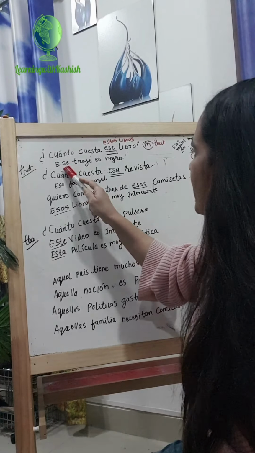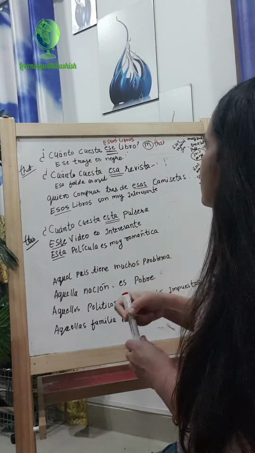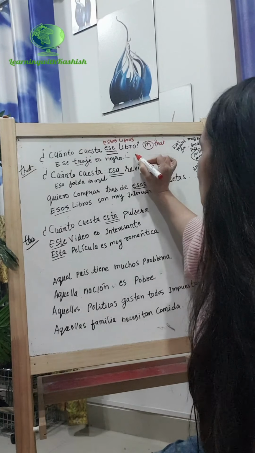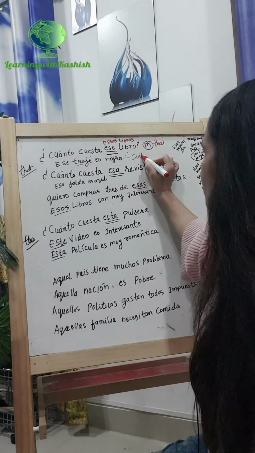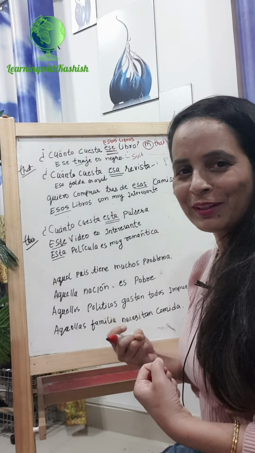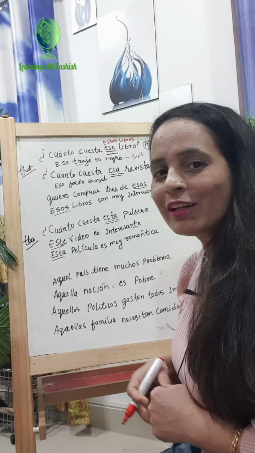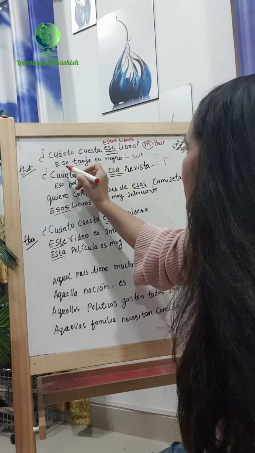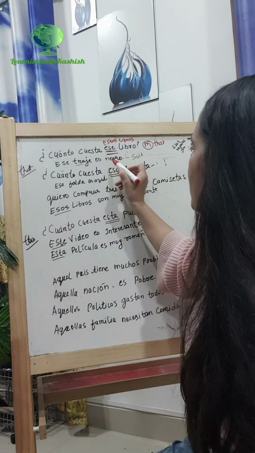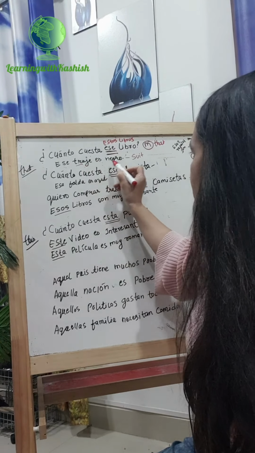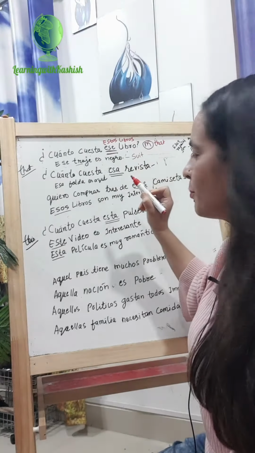Then ese traje es negro. Traje is suit, coat and pant, you know. Sometimes you go to a business meeting and you wear a coat, pant and all, that is called a suit, traje. Ese traje es negro, that suit is black, negro is black.